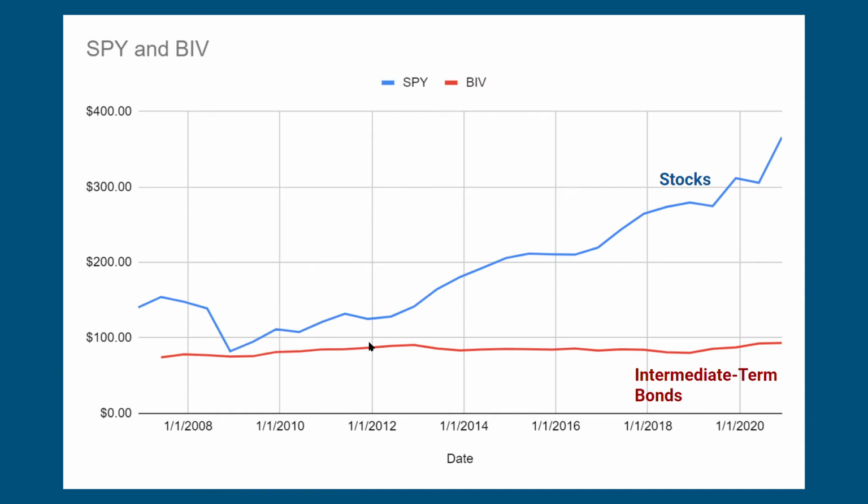So the red line is much more smooth and it doesn't increase in value a whole lot. And then the blue line increases a lot, but it's also kind of all over the place along the way. So SPY, or stocks in this case, are much more volatile than your intermediate term bonds, right? It just simply has to do with the swings. In the financial world, when people talk about risk, a lot of times what they're referring to is volatility.